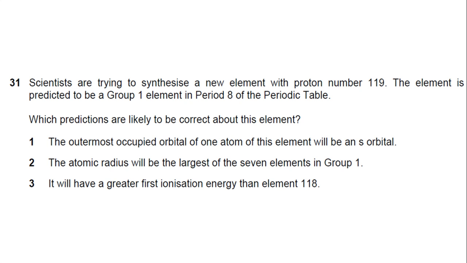So, question number 31. Scientists are trying to synthesize a new element with proton number 119. The element is predicted to be a group 1 element in period 8. So that's kind of the last period of the periodic table. I think it's francium at the very bottom, which is period 7, and you're talking about an element even below that. So they're asking which predictions are likely to be correct about this element.